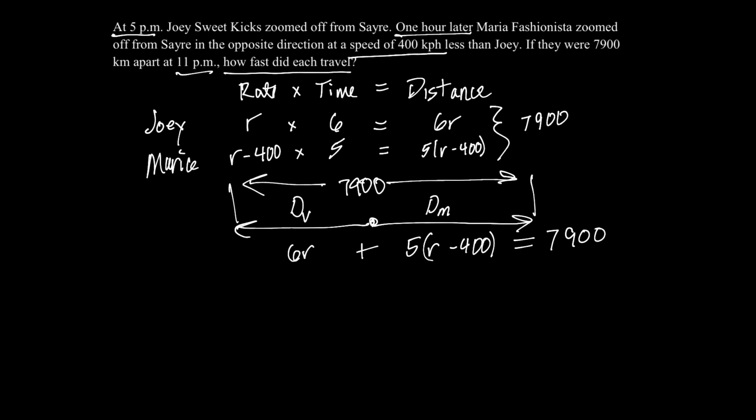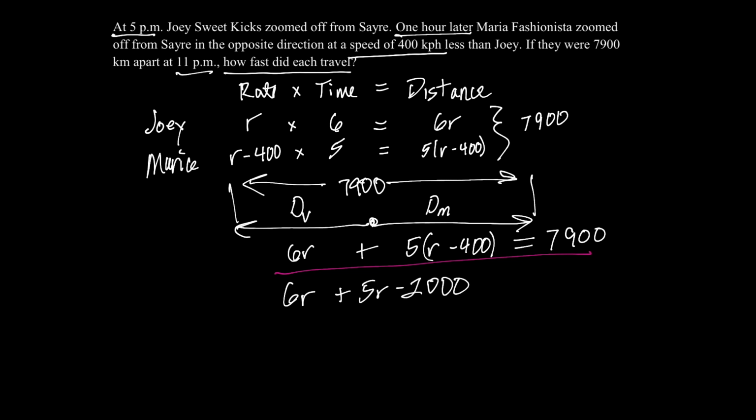So sometimes drawing a figure like this maybe helps you, maybe not. It just depends. Everybody is different. But the thing is you won't know until you do a bunch of these. So here I go. I'm going to solve this equation right here, right before your eyes. So we'd have 6R plus 5R minus 2,000.